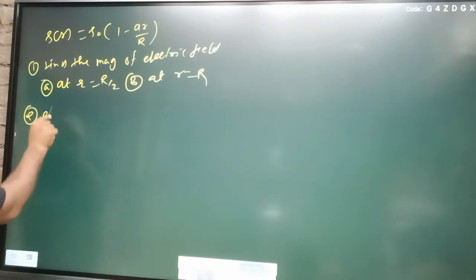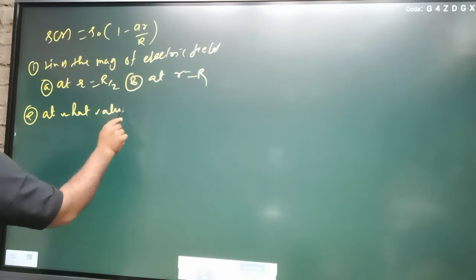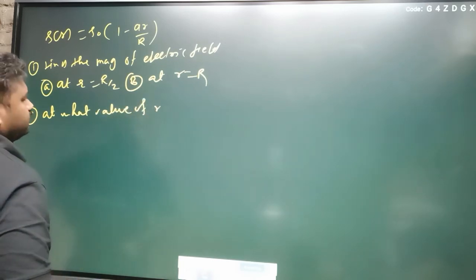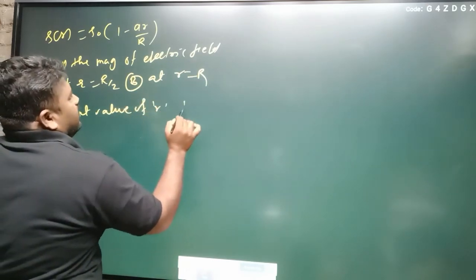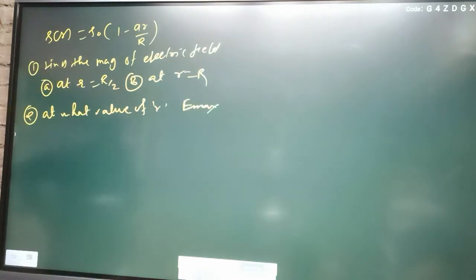Second one, at what value of r is max? Here is max. How to find out the electric field? Electric field.